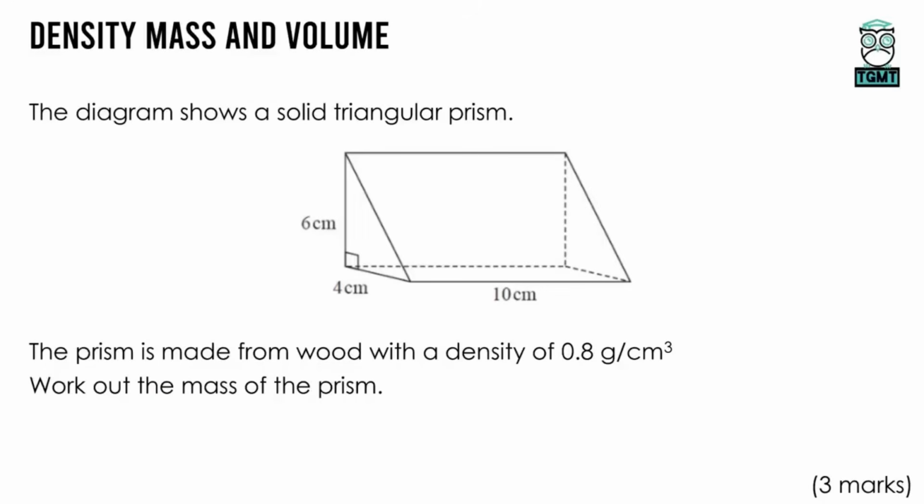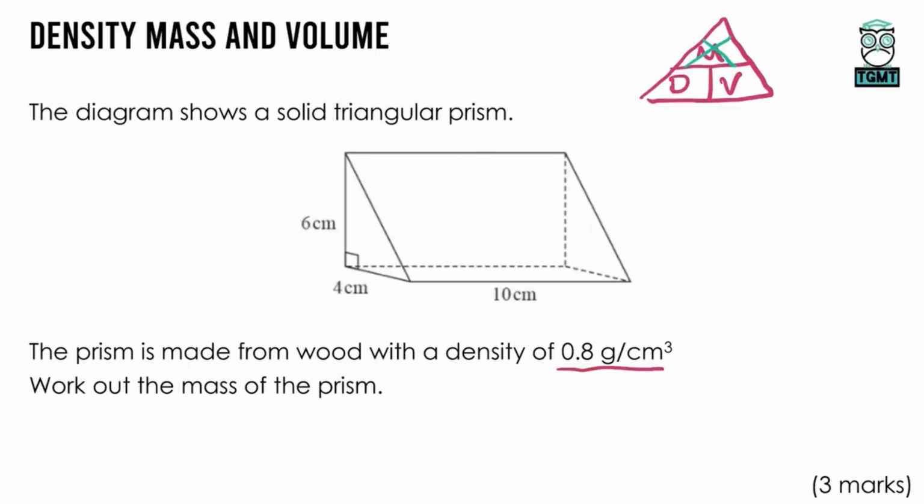It says the prism is made from wood with a density of 0.8 grams per centimetre cubed. Work out the mass of the prism. So our formula for density, and again you can use a formula triangle, density is equal to mass divided by volume. So here we're working out a mass. So to get a mass we do the density multiplied by the volume. We're given the density in the question, but we're not given the volume. But of course we're given the shape and it wants us to work out that volume.